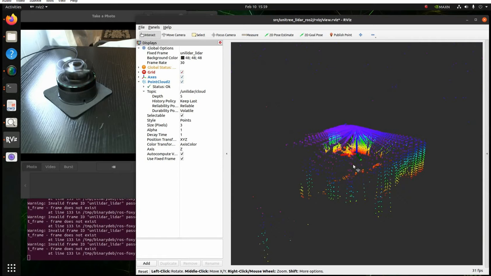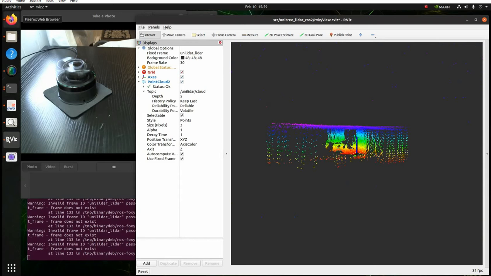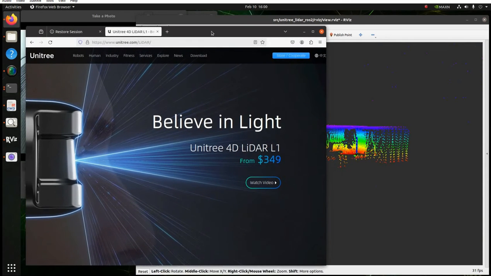Like I say, instead of just one scan of 360 degrees, this one is giving you a 360 degree scan plus a 90 degree scan. So how that looks is, from the website, this is the Unitree 4D LiDAR L1, and it costs $349.